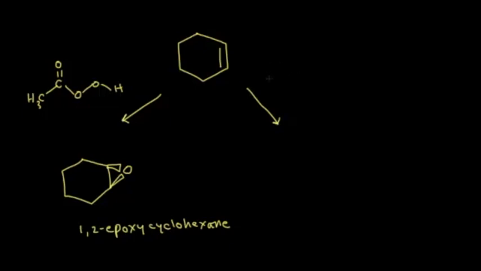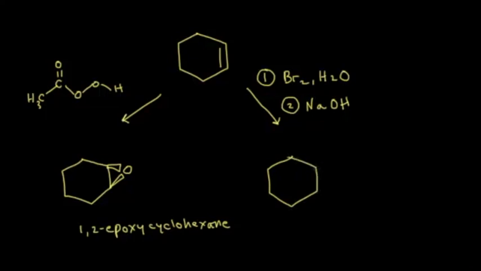Let's start with cyclohexene, and this time in the first step, we'll add some bromine and some water, and that will form our halohydrin. And in the second step, we'll add sodium hydroxide to act as our base, and we get an intramolecular Williamson ether synthesis, and so we're going to end up with the same product. We're going to end up with 1,2-epoxy cyclohexane.